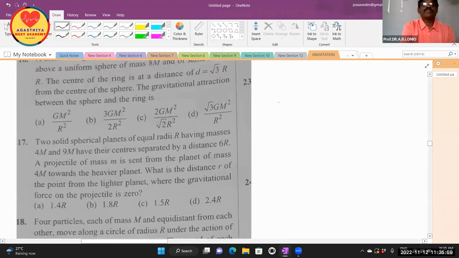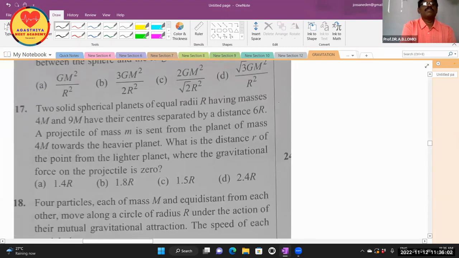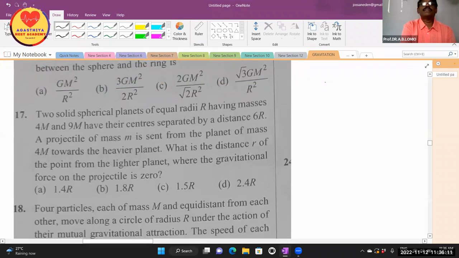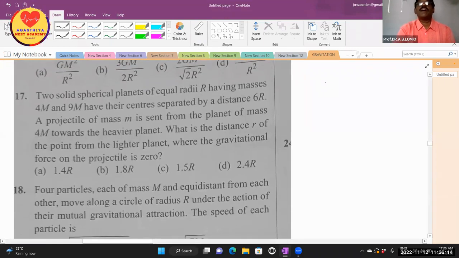Okay, students, let's start. See the problem. Two solid spherical planets of equal radius r, having mass 4m and 9m, have their centers separated by the distance 6r. A projectile of mass m is sent from the planet of mass 4m toward the heavier planet. What is the distance r of the point from the lighter planet where the gravitational force on the projectile is zero?